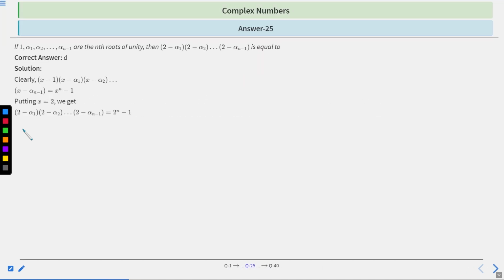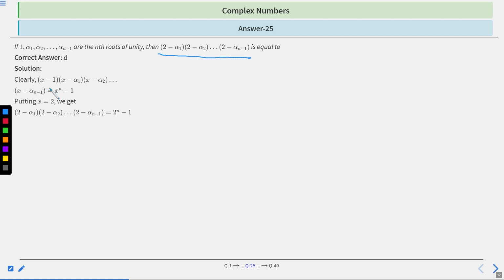Okay, let's come to the solution part. Now see, x to the power n minus 1 can be written as x minus 1, x minus alpha 1, x minus alpha 2, till x minus alpha n minus 1, right? Now, we have to calculate basically this part, right?